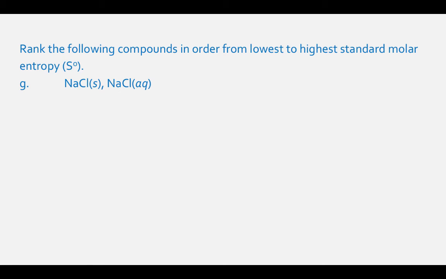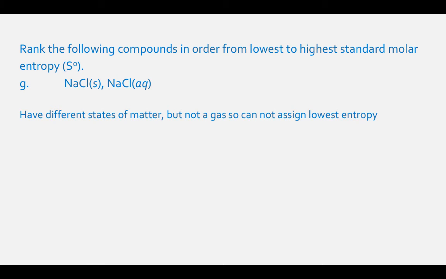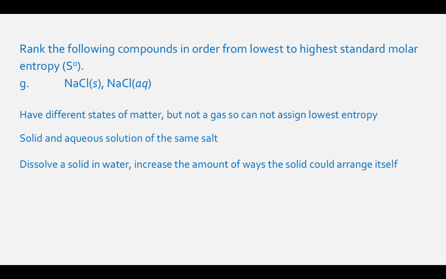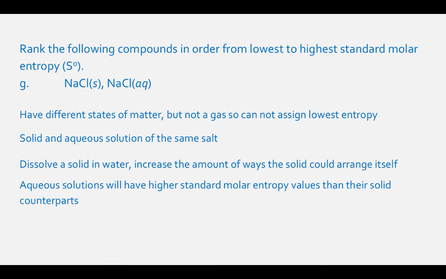For letter G, we have the same substance, just in different states of matter, but now we do not have a gas, so we can assign this to the highest entropy. We now have solid and an aqueous solution. This is a scenario we did not talk about much, but it should make sense that as we dissolve a solid in water, we increase the amount of ways the solid could arrange itself. This is why aqueous solutions have higher standard molar entropy values than their solid counterparts. The order of these substances, from lowest to highest standard molar entropy values, is NaCl solid is less than NaCl aqueous.